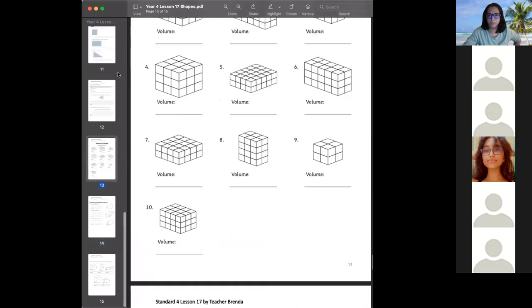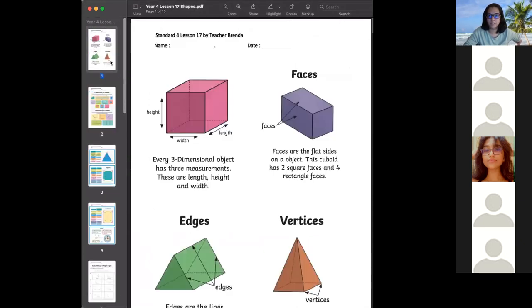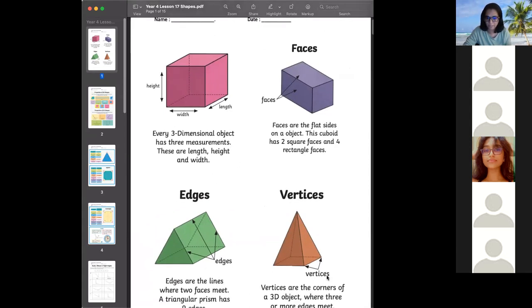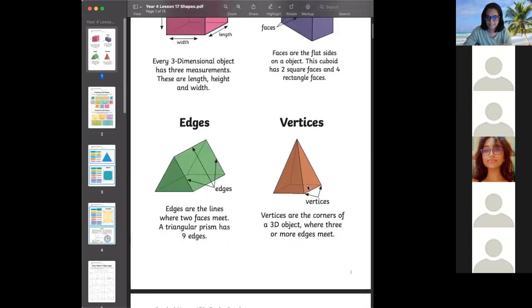As you can see on the screen, standard 4, 5, 6, all of you will receive about 4 pages of notes in your module. This note is to help you understand the terms in the topic of shapes. The 4 images you see here are all 3-dimensional objects. This is a cube, a cuboid, a triangular prism, and a pyramid. What are the height, the width, the length? You should know this. What are faces? What are edges? What are vertices? And things like that. So that's notes for you.